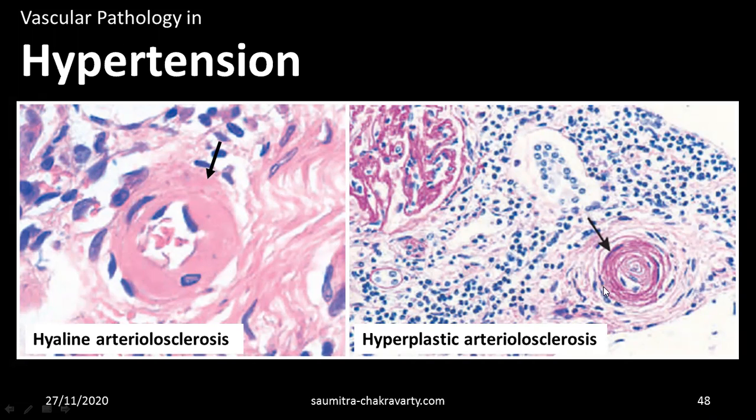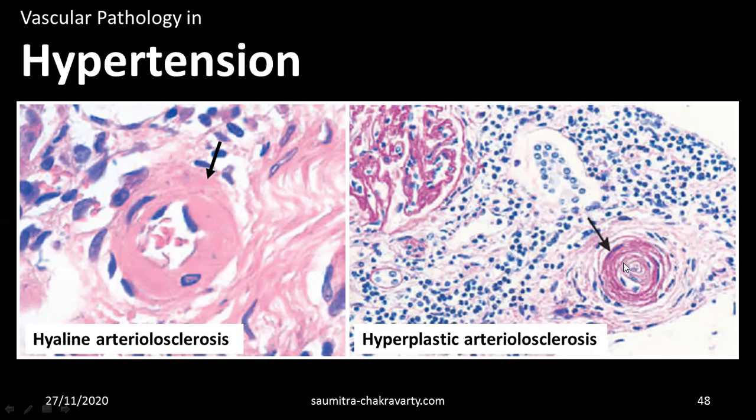Now, this is from kidney, and this is hyperplastic arteriosclerosis, where you can see this is a glomerulus. We're not talking about this. The arrow marks this vessel here. So you see the hyperplastic arteriosclerosis. This is also evidence of long-standing hypertension in the kidney. And you see this onion skin type appearance, like it's multi-layered. It's like a section from an onion.